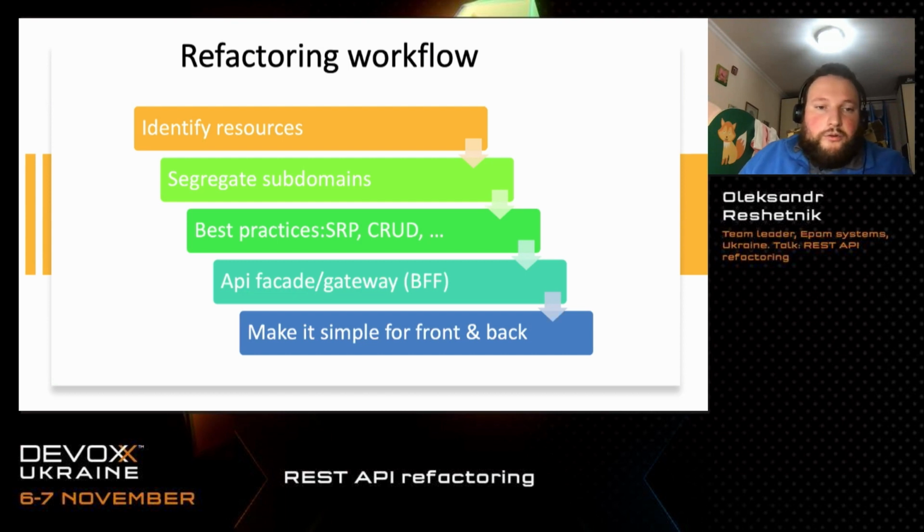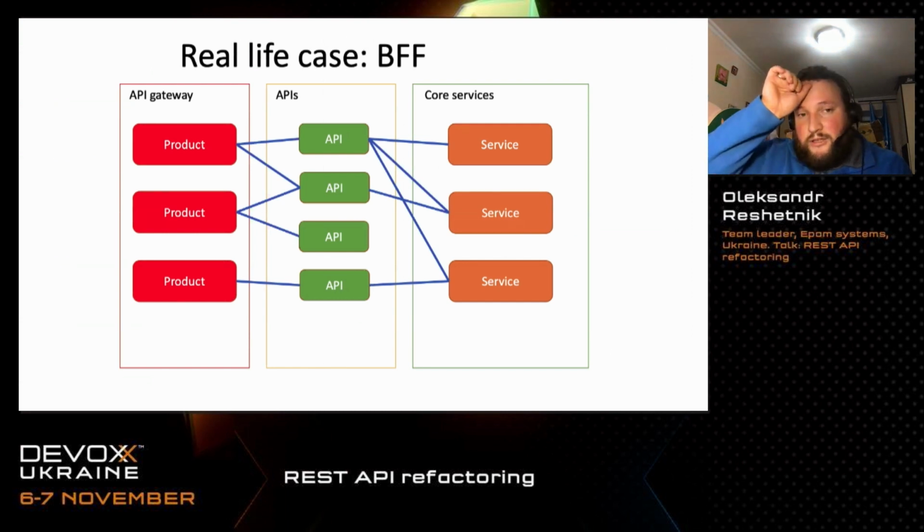And then you're able to use the API facade, gateway pattern, or BFF. With the help of this pattern, you should make your API as simple as possible for your consumers and from your backend layer. Let me review several real-life cases that I was able to see during my work with different API systems.